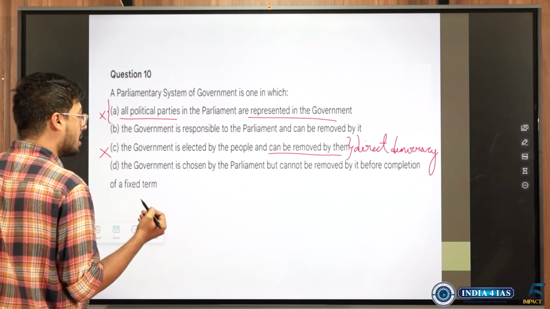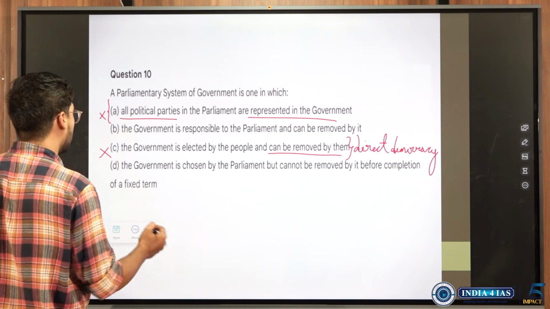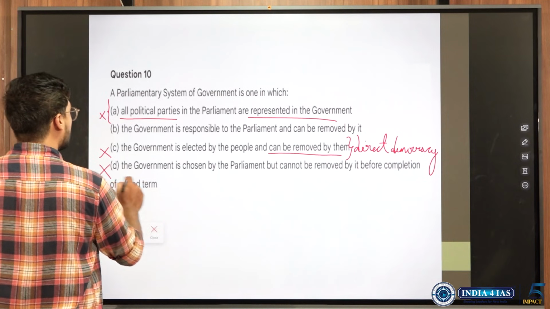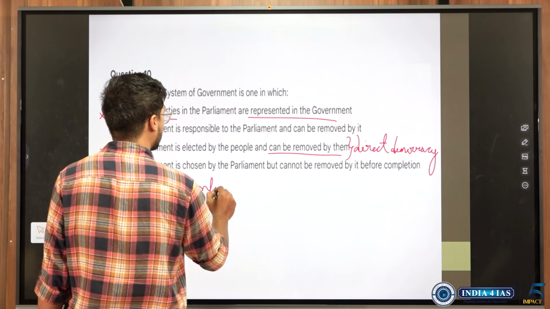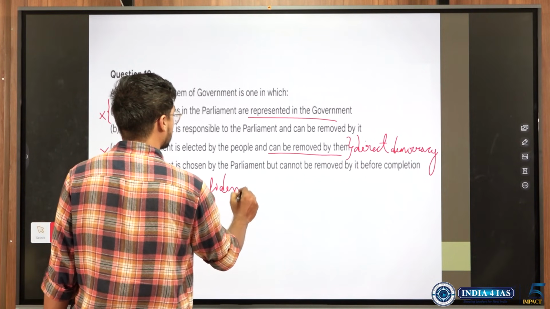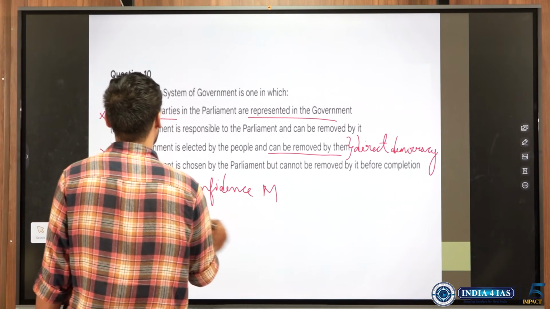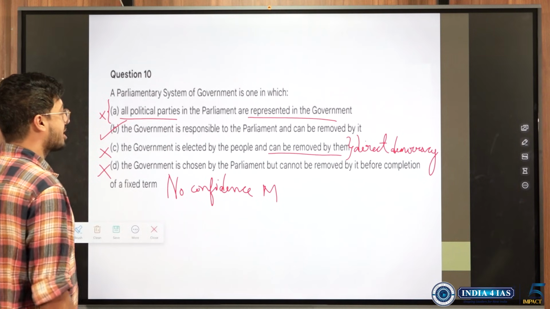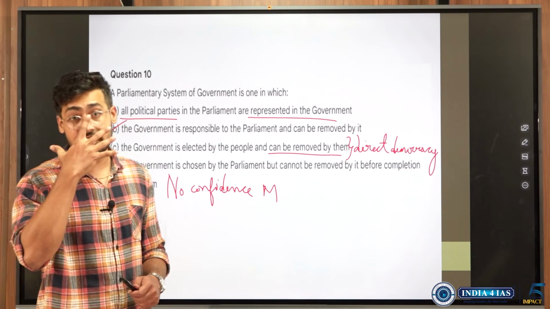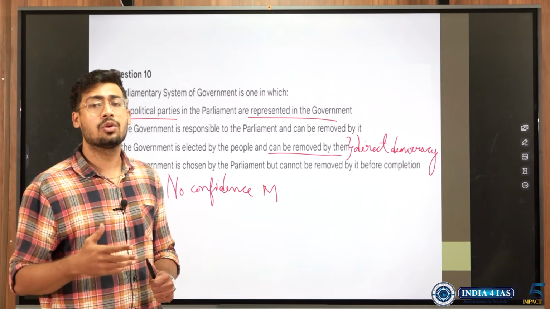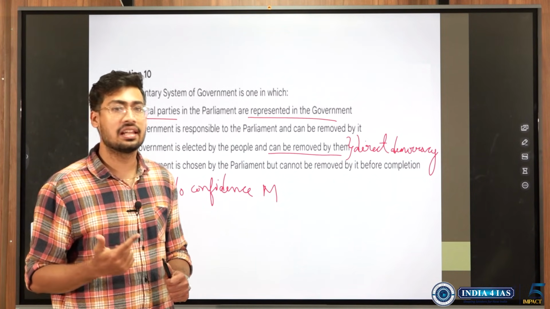The government is chosen by the parliament and cannot be removed by it before completion of fixed term. This is also wrong. The government of the day can be made to fall or removed through a no confidence motion. So this is an easy question. Government is responsible to the parliament and it can be removed by it. They have asked this in different ways. What is constitutional government, what is parliamentary government, they have asked many times like this.